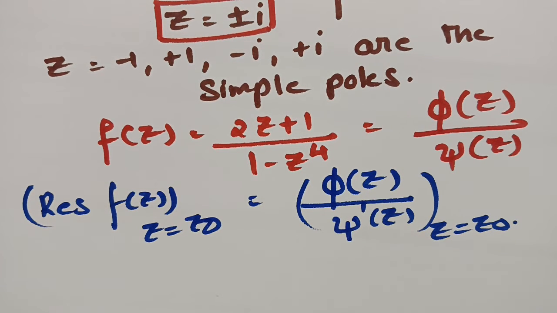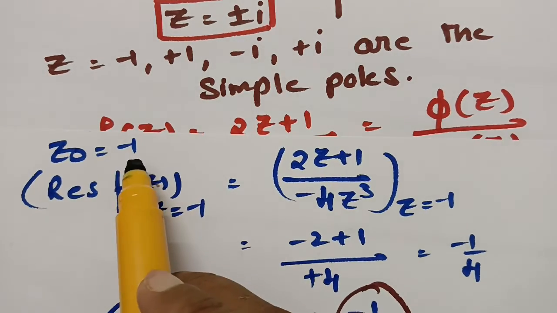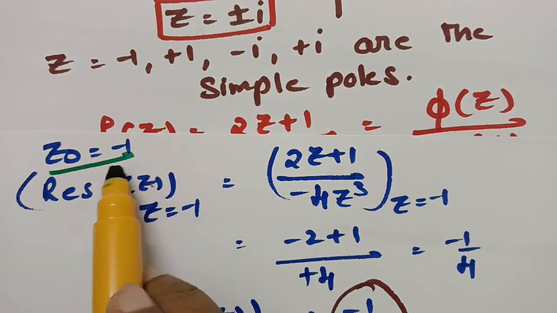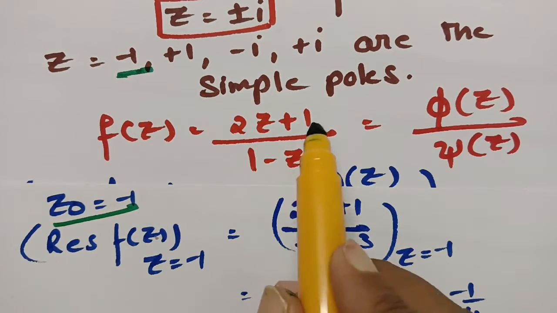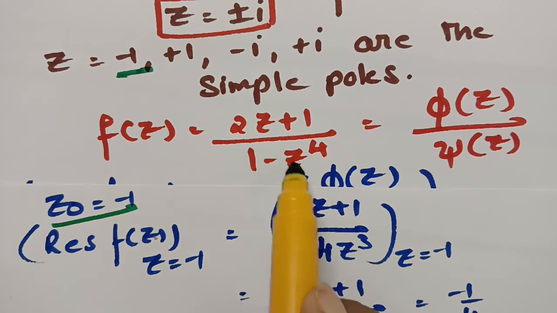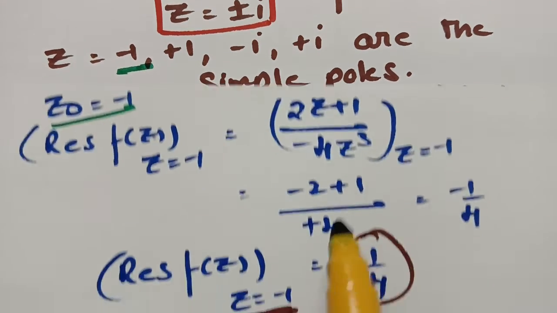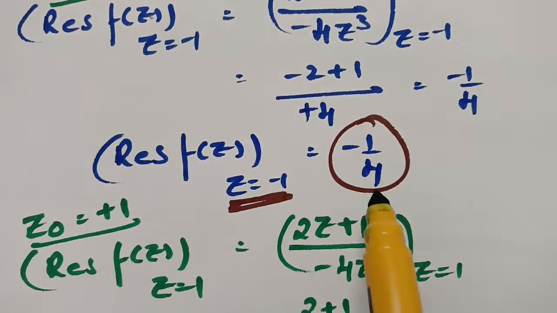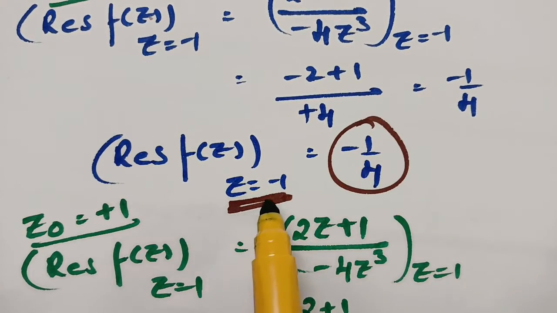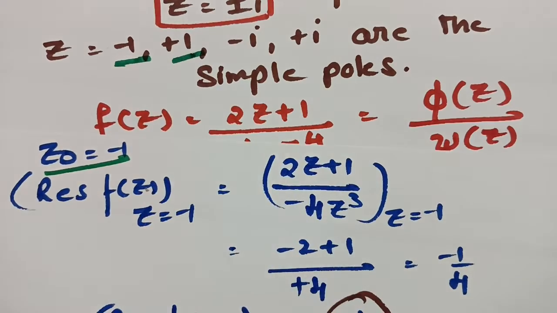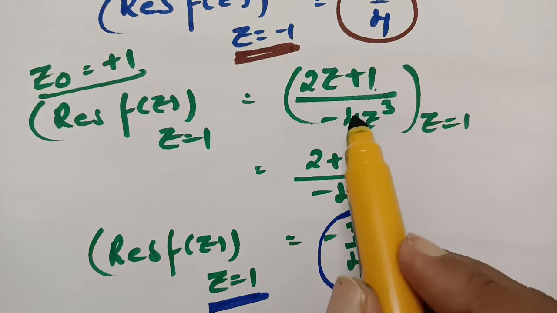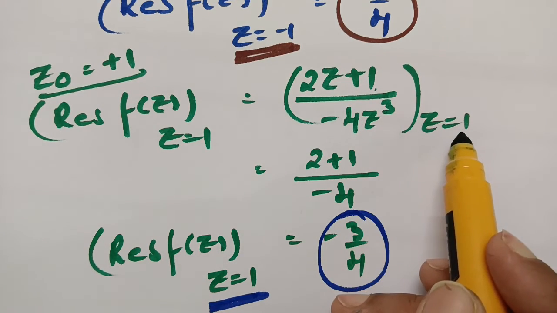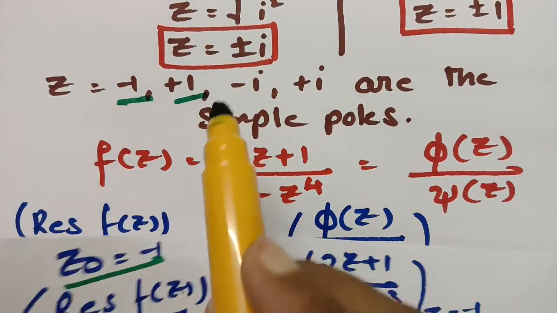So the first pole value is z naught is equal to -1. I have taken this -1, and therefore the numerator value I have left as it is, and for the denominator I made a derivative. This will be -4 by z cube, and in this I have kept z is equal to -1, and this is our residue value for the corresponding pole z is equal to -1. And next, the second pole here is +1. For +1, again the numerator I have to leave as it is. For the denominator I have to make a derivative and substitute z is equal to 1, and this is the residue value for the corresponding pole +1.